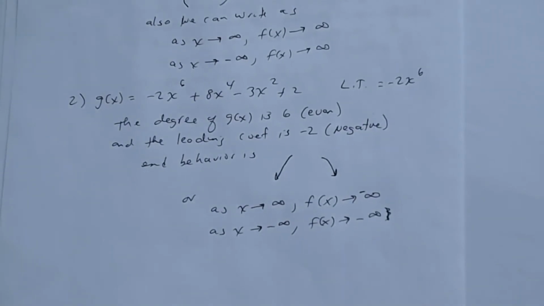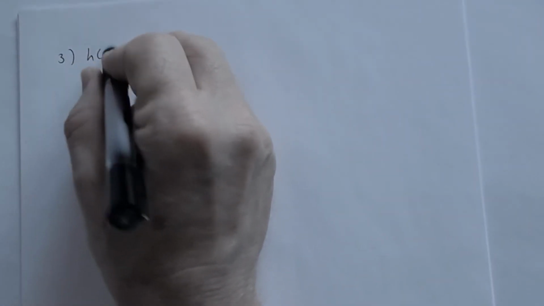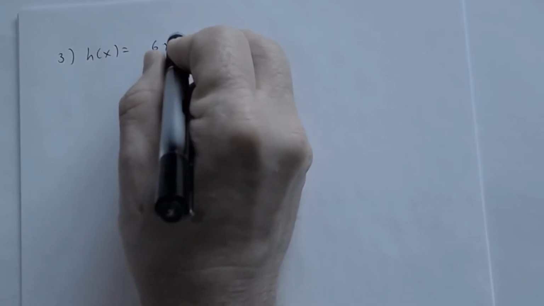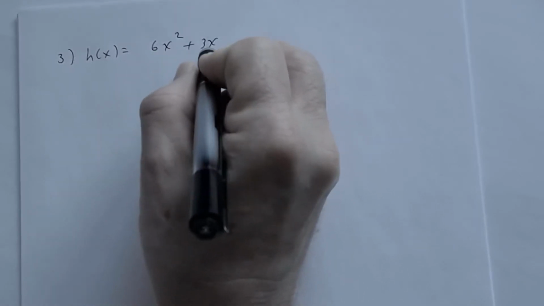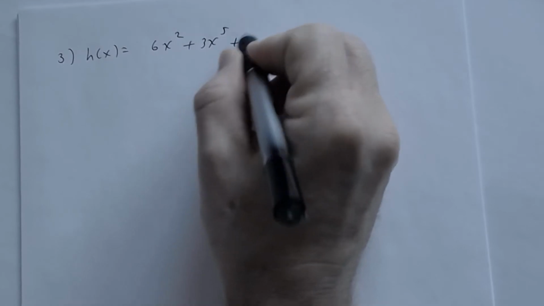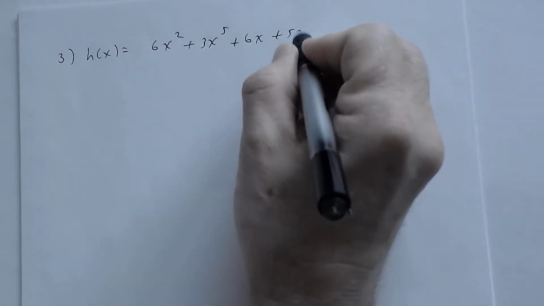Okay, number 3. Let's say for number 3, we had h of x is equal to 6x squared plus 3x to the 5th plus 6x plus 5x cubed.